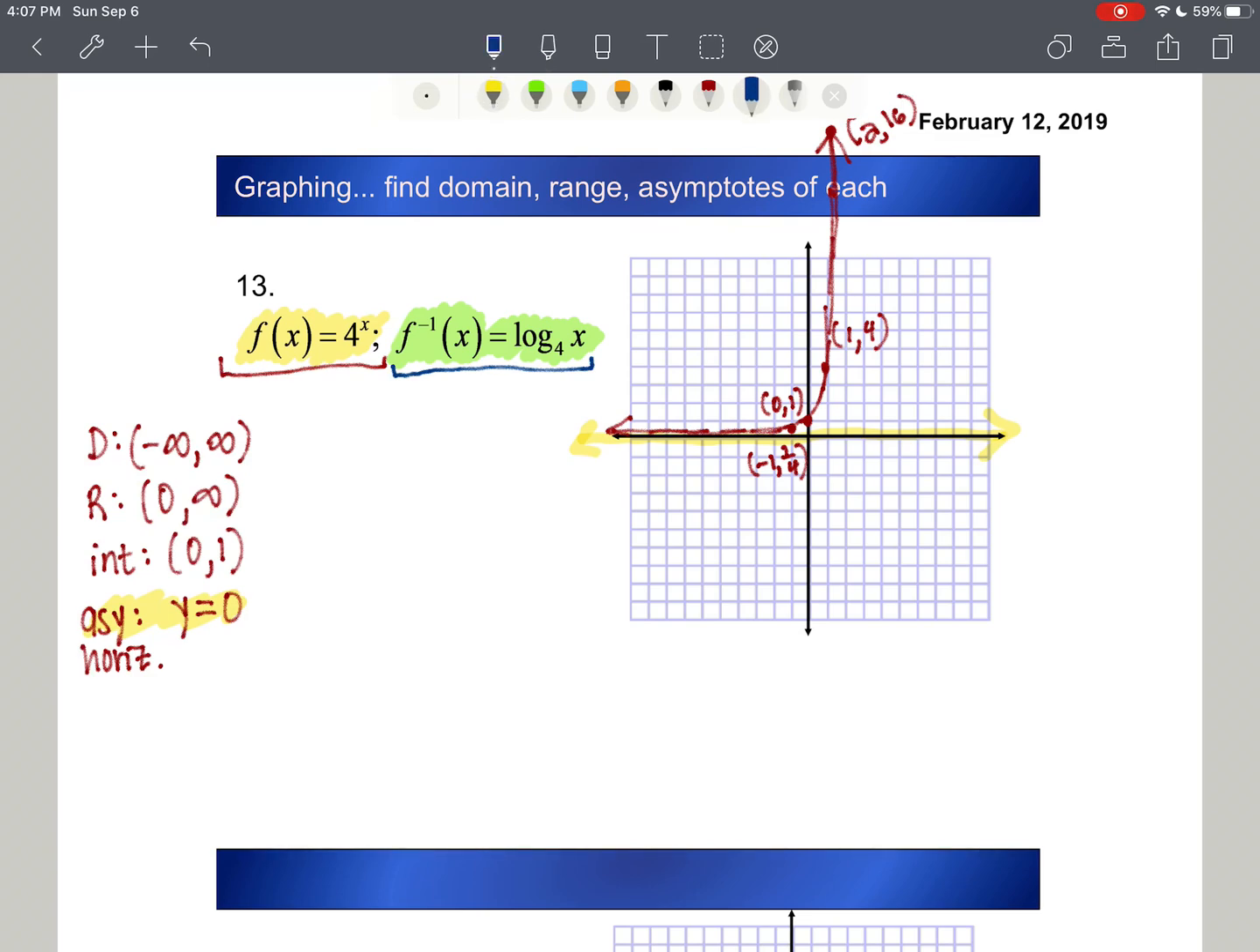Now our logarithmic function is going to take all these ordered pairs and flip them. So instead of (-1, 1/4), we're going to have (1/4, -1). And instead of (0, 1), we're going to have (1, 0). And instead of (1, 4), we'll have (4, 1). And then instead of (2, 16), we're going to have (16, 2), which is going to be way out there. So you can see what happens. And instead of a horizontal asymptote, we are going to have a vertical asymptote. I'm going to highlight that in green because it does go with the logarithmic function.